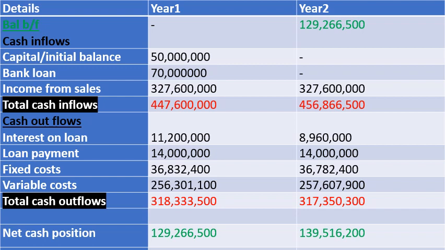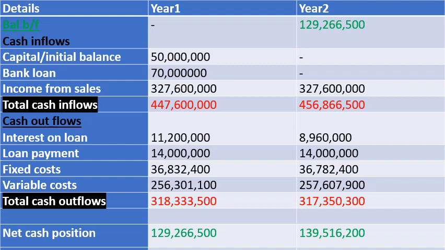Then they gave us fixed costs. As you hear, we're spending money on some fixed costs, which is 36. You copy it as it is given, put it there. Variable costs, the same case, it's an outflow, you do the needful. And then you sum them up and you come to 318,333,500.